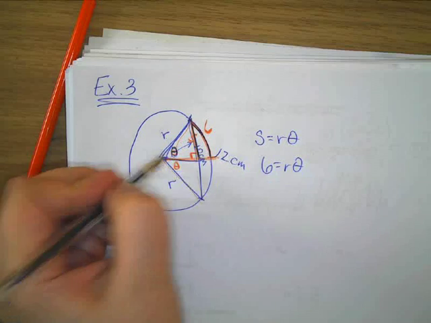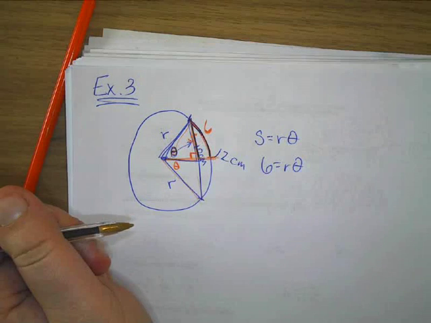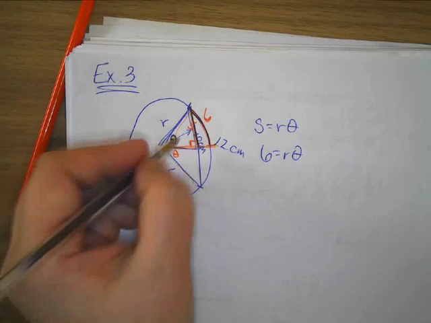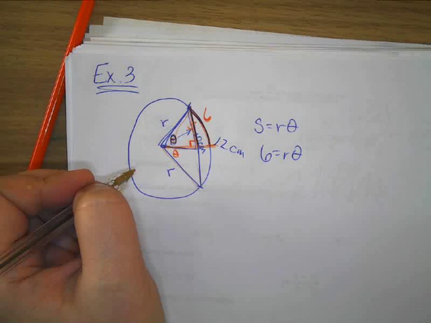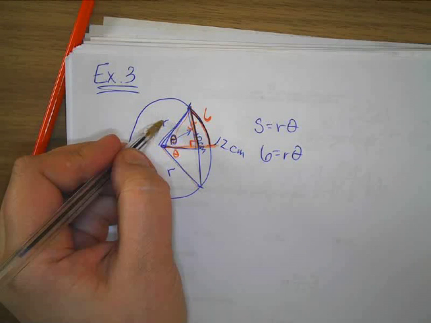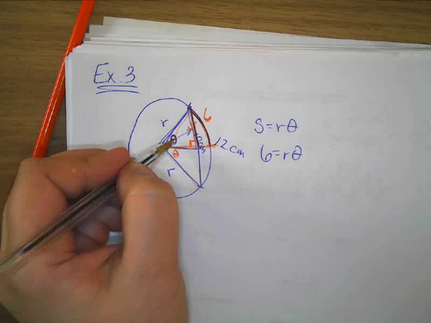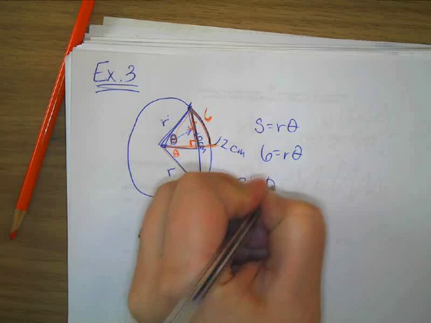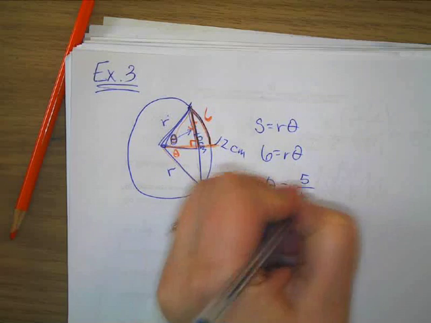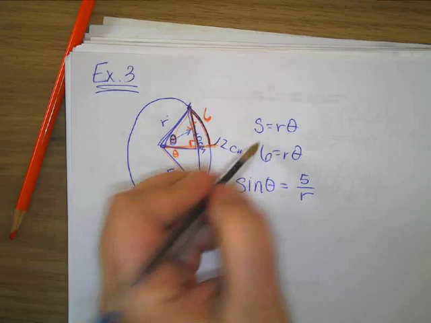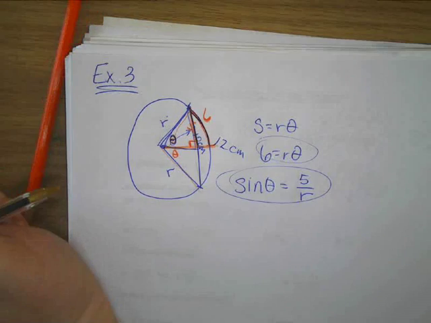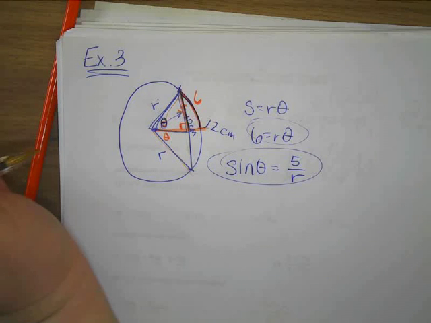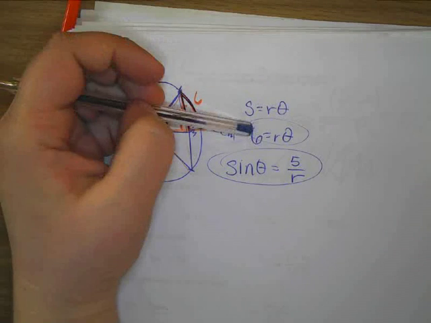And we're looking at theta. What is the 5 in relation to the theta? It's across. So what do we say? It's opposite. And what's the r? Hypotenuse. So which ratio deals with opposite and hypotenuse? Sine. So we're going to say the sine of theta is equal to the opposite over hypotenuse. So do I have 2 equations with 2 unknowns? Yes.